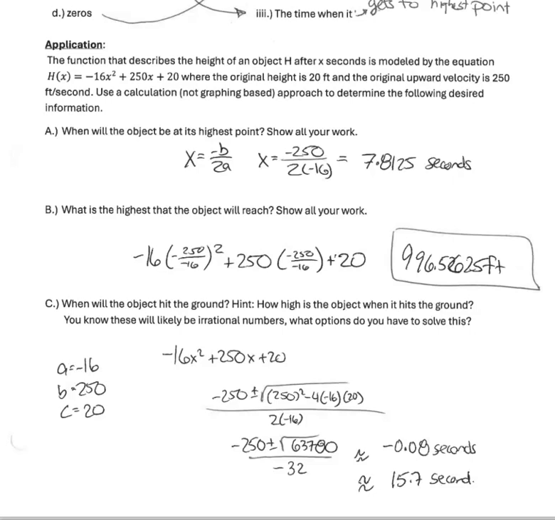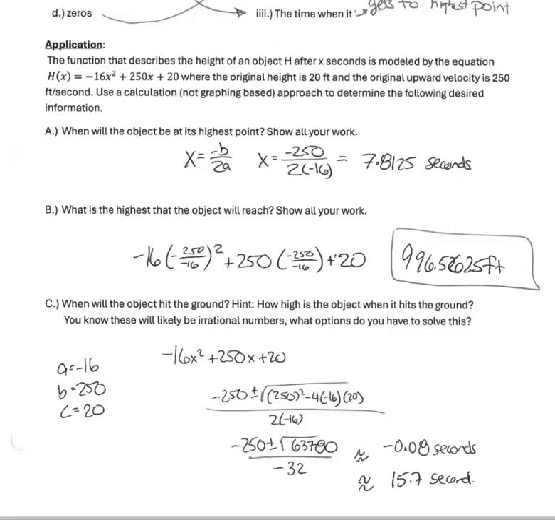The next one says, what is that highest point? Normally, you would have Desmos. You click on the highest point, it tells you the highest point. But this is supposed to be a calculation-based approach. So you would substitute in that time, saying, I know it's at its highest point at 7.8125 seconds. So let's put that in there. You could have either written it out as a fraction, as I did, or just written out 7.8125 seconds. And when you pop that in your calculator, you end up getting 996.5625 feet.